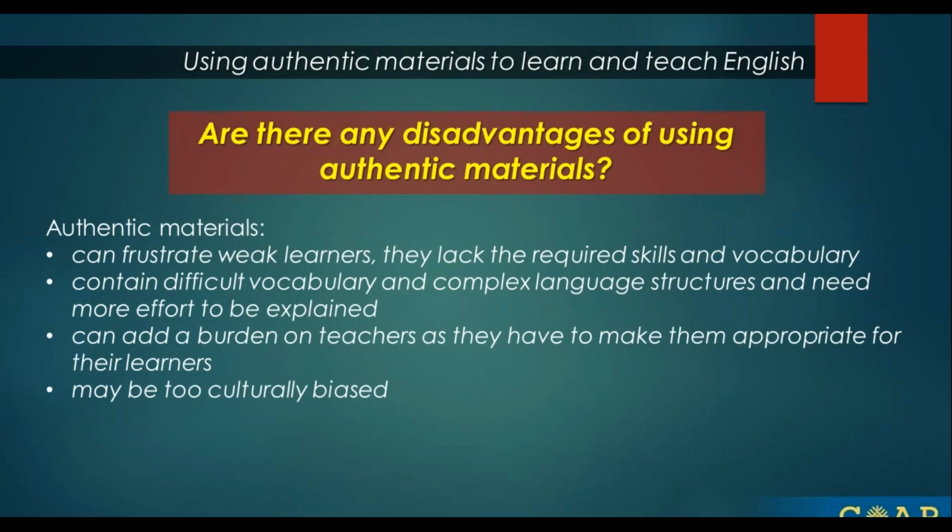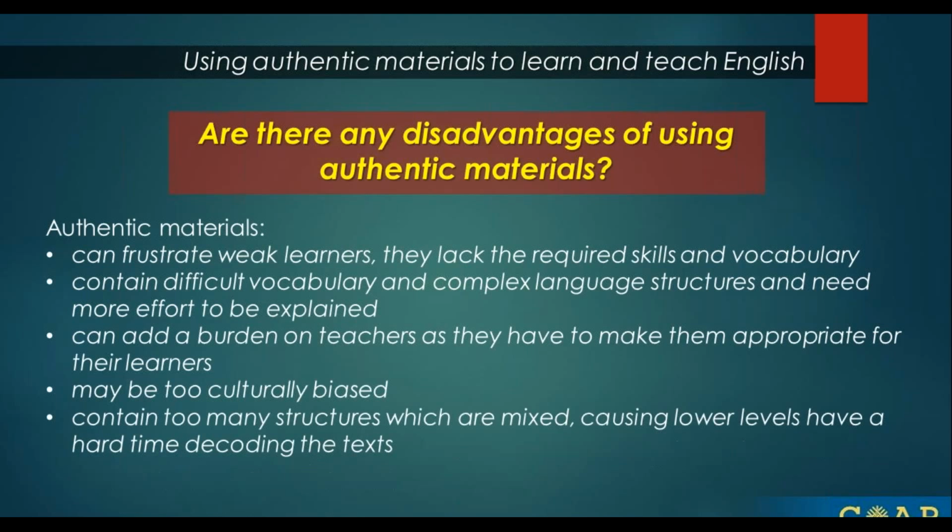Others say that authentic materials may be too culturally biased. It means that, for example, when we learn something, we focus on only one type of culture, and sometimes we forget other cultures as well. Authentic materials may contain too many structures which are mixed, causing lower levels to have a hard time decoding the text. So these are the disadvantages. Disadvantages have to do with the level of complexity of grammar and vocabulary.